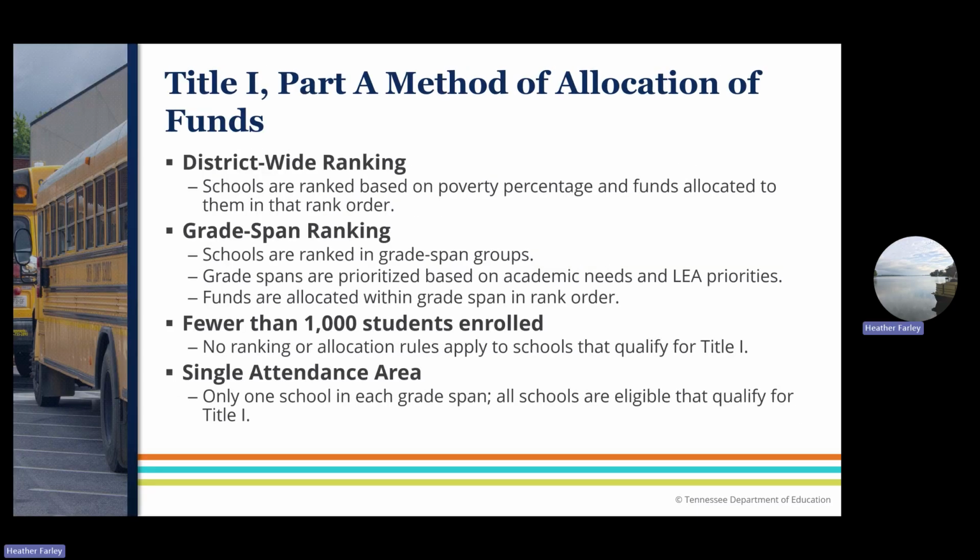Once you've decided the poverty sources and you've determined the month and year that must be consistent, then you decide if you want to district-wide rank your schools, which means you just go in order of the poverty percentage without regard to grade span, or you can choose to grade span your schools. And the LEA has the autonomy, based on the needs, of what grade span goes first. Of course, if you have fewer than 1,000 students or a single attendance area, the ranking and allocation rules do not apply, and you can move forward with different methods there.